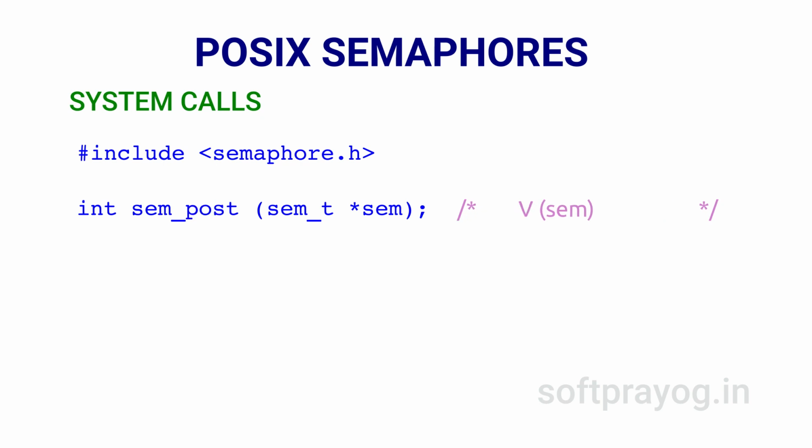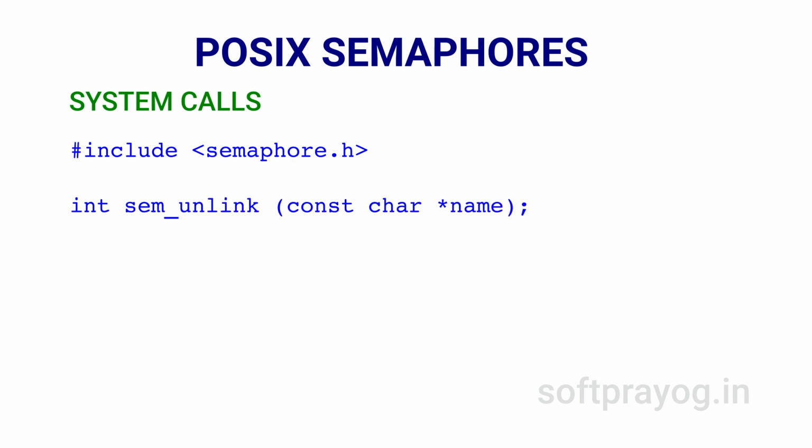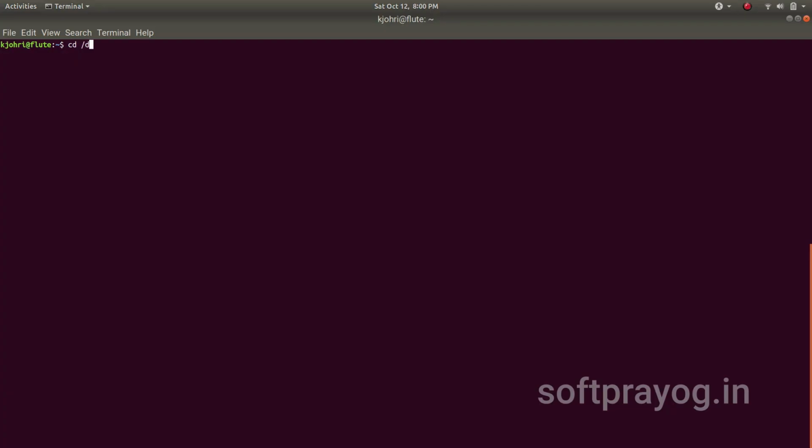The sem_post system call provides the V operation for a semaphore. sem_post increments the semaphore. The sem_unlink system call removes the semaphore associated with the parameter name.